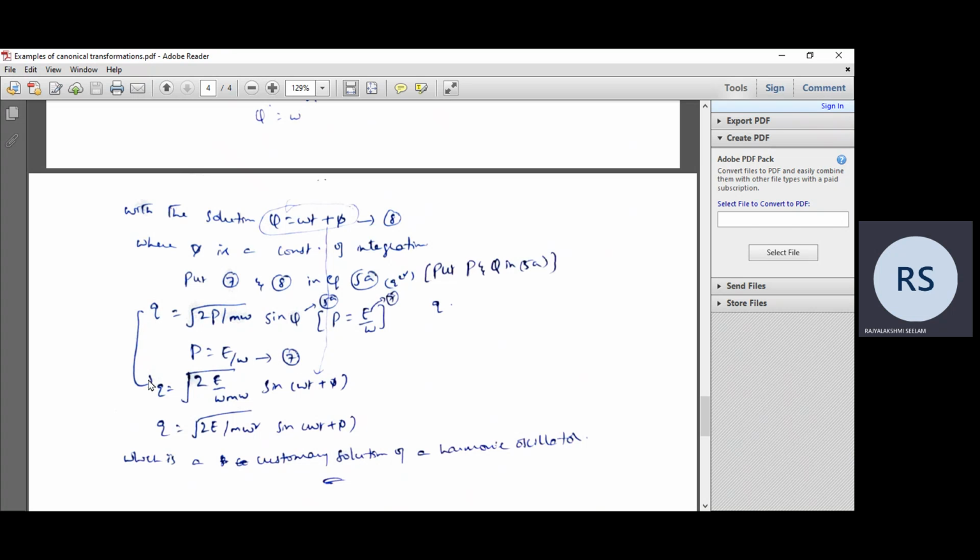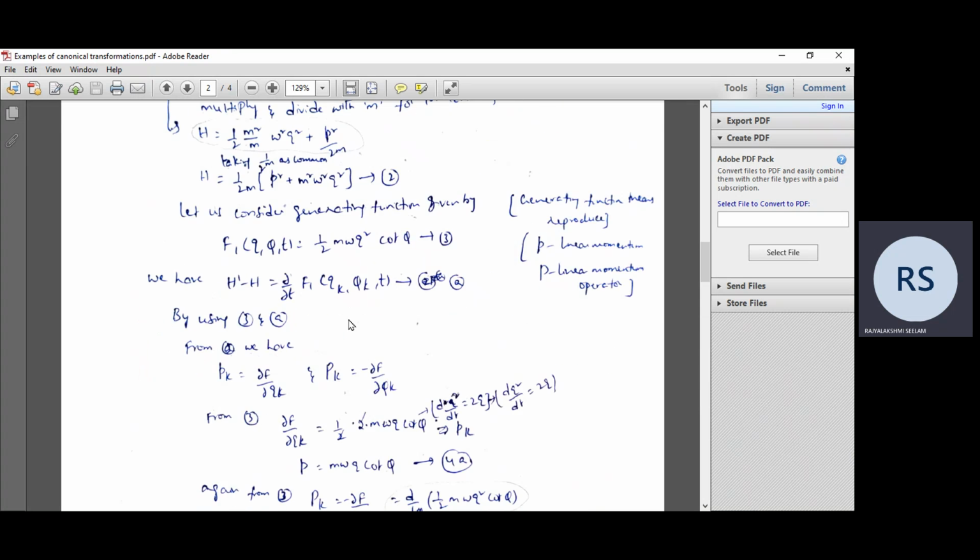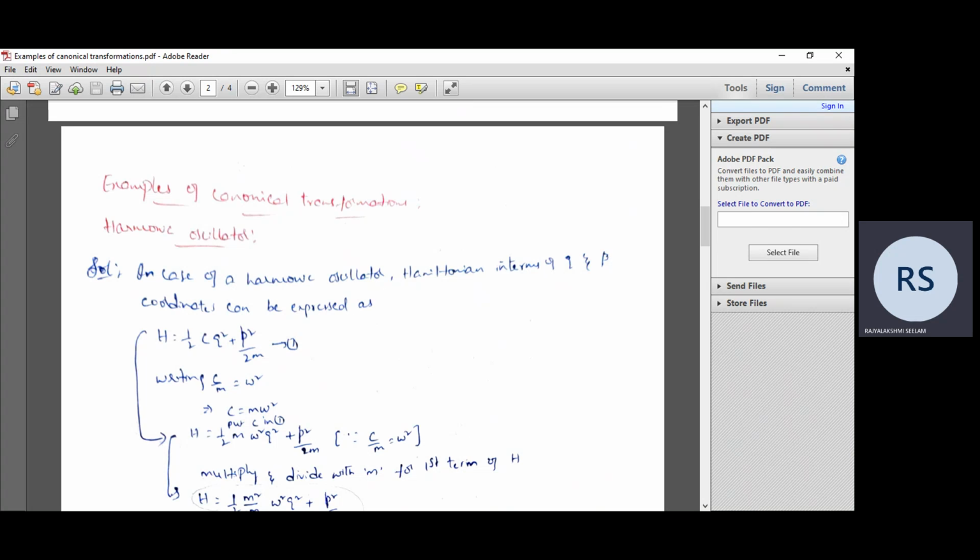So q equals, with P meaning E by omega, root of 2E by omega by m omega, into sin Q. Q means omega t plus alpha; we are replacing Q with omega t plus alpha. So q equals root of 2E by m omega square, sin of (omega t plus alpha), which is the customary solution of the harmonic oscillator. So this is the example of this canonical transformation, which is the harmonic oscillator. Thank you, children.